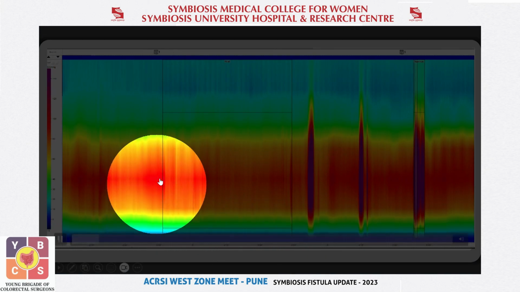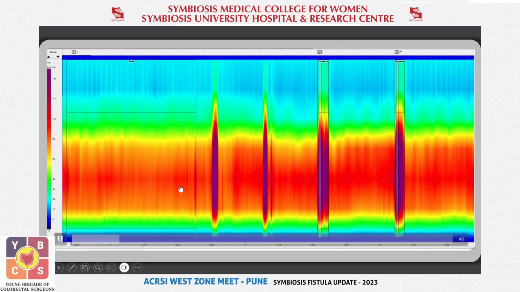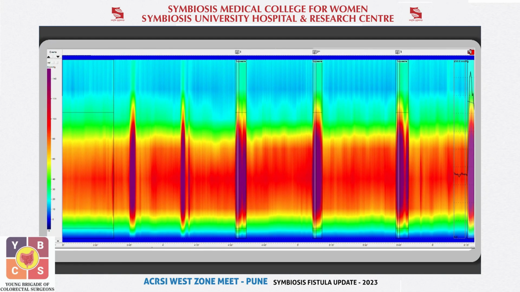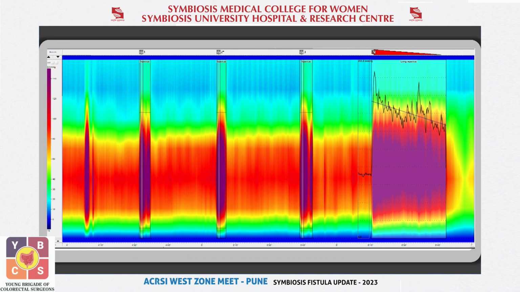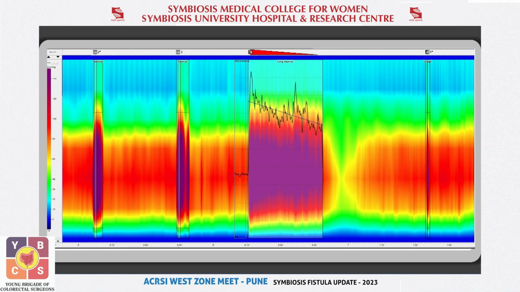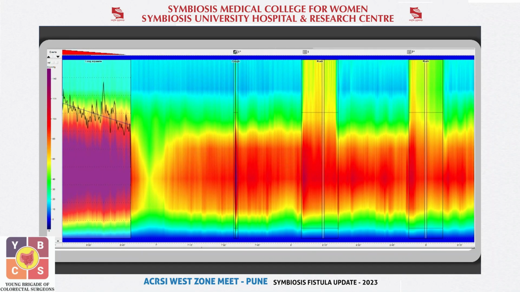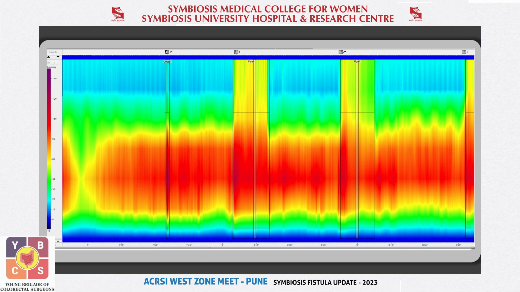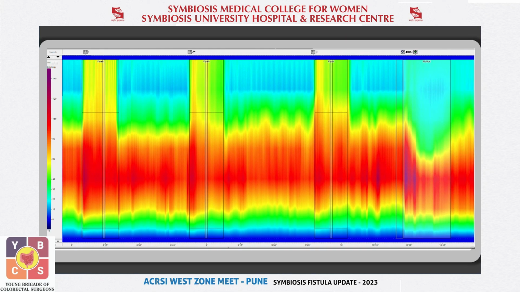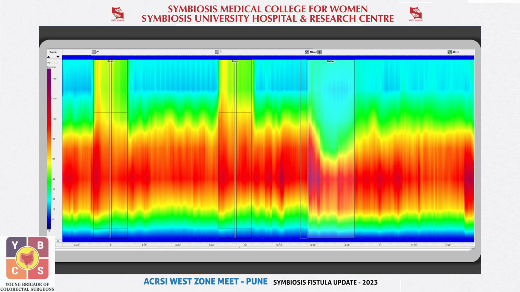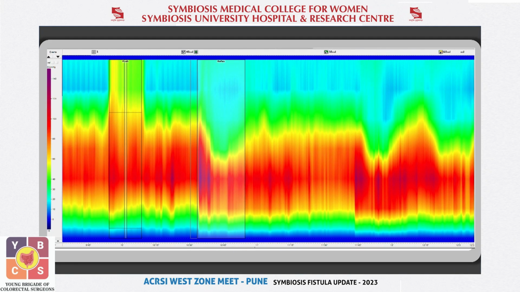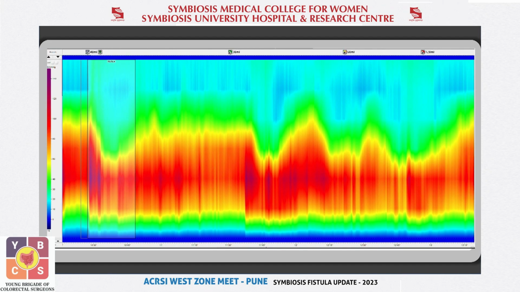This is the resting pressure. These are the 3 squeezes. If I'm not okay, I'll ask them to do more squeezes. Long squeeze, the cuff reflex, then the push maneuver, then the rectoanal reflex, rectal distension test, and at the end we'll do the balloon expulsion test.